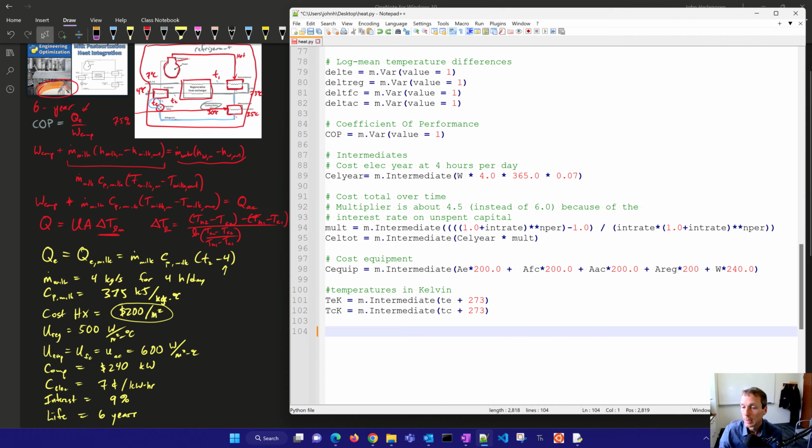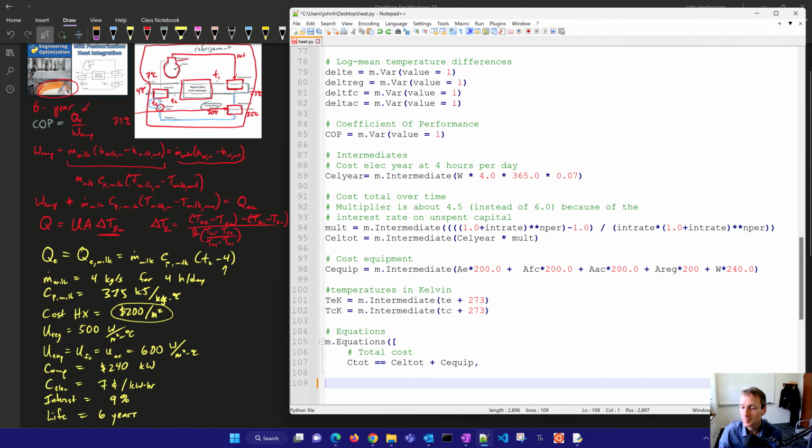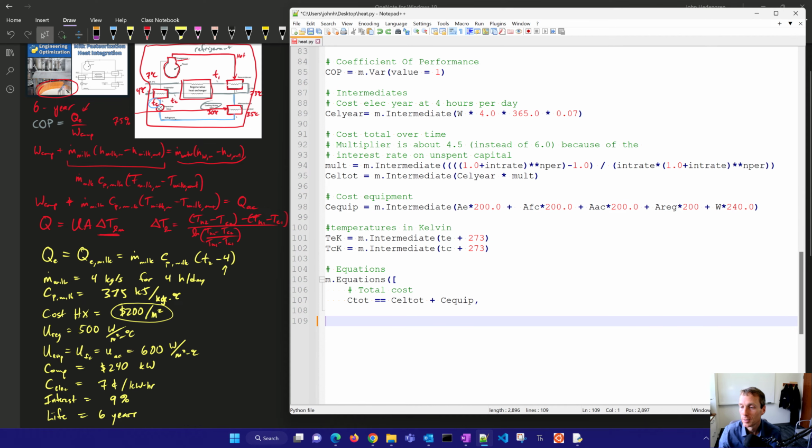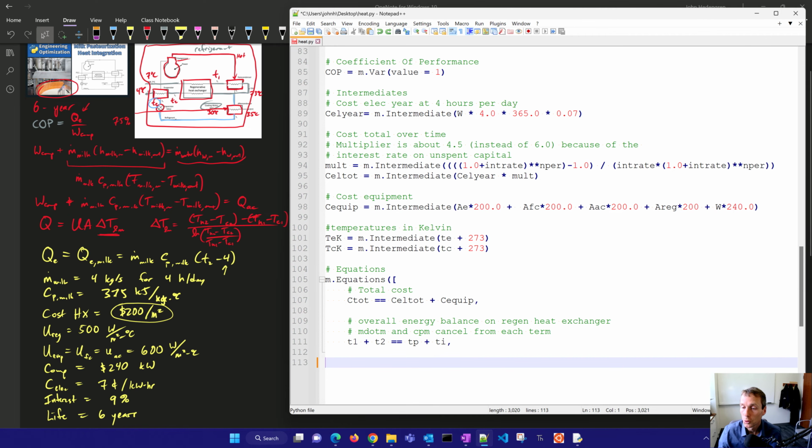So the evaporator and condenser, I'm going to need those in Kelvin for another part of the calculation. So I'm just going to add 273. It should be 273.15, but it's close enough there. Okay, here's my total cost. So there's my electric total plus my equipment total. It goes into my total cost.